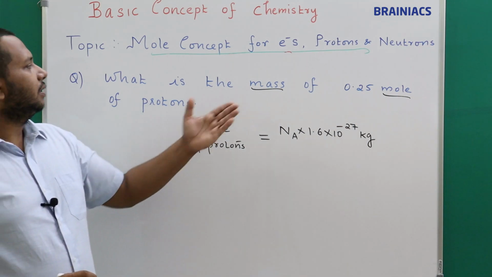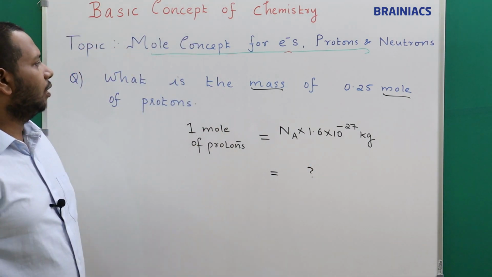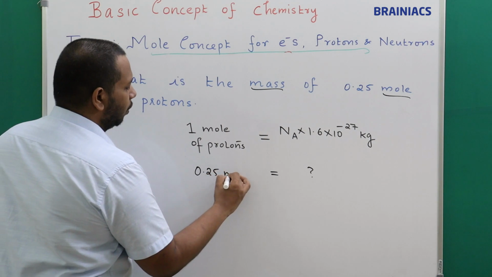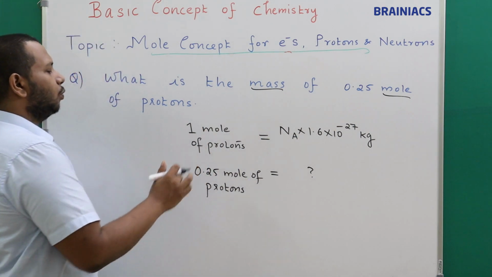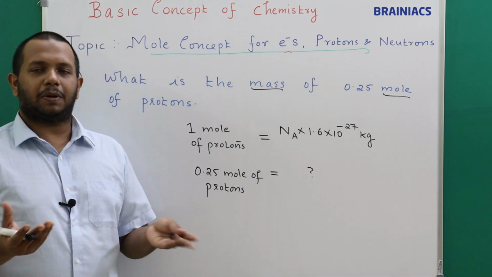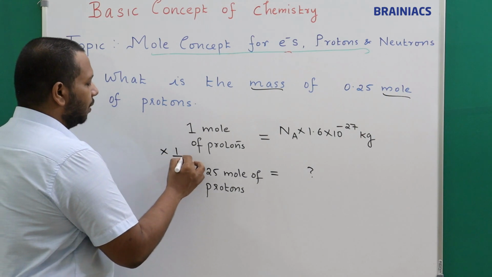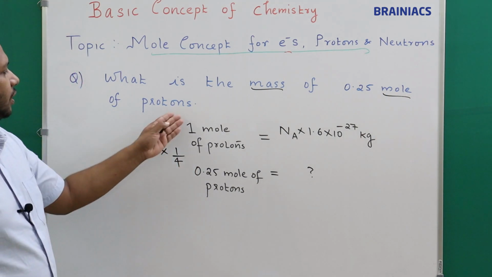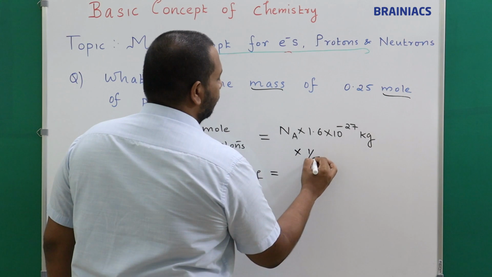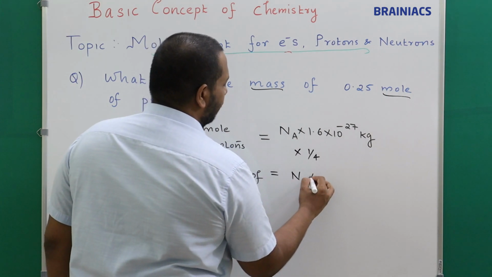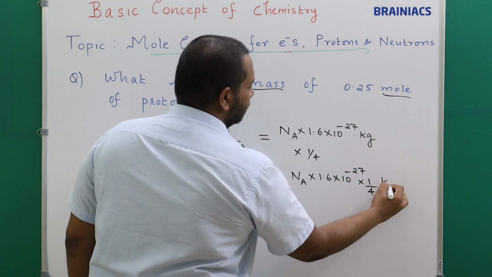Correct. Now very simple, they are asking me the mass, so on the right hand side I need to put the question mark. On the left hand side they want to find out for 0.25 mole of protons. Now tell me how to convert 1 to 0.25. Very easy, multiply by 0.25 or multiply by 1 by 4. Both are the same, correct? So I am saying multiply by 1 by 4, so that 1 into 1 by 4 is 0.25. Do the same thing on the other side. Multiply by 1 by 4. So this will become Na into 1.6 into 10 power minus 27 into 1 by 4 kg. So this is my answer.